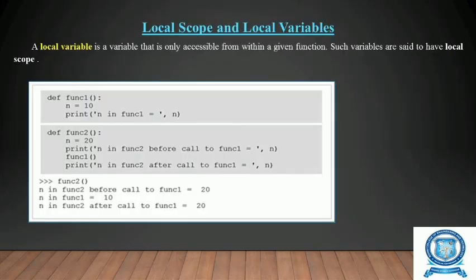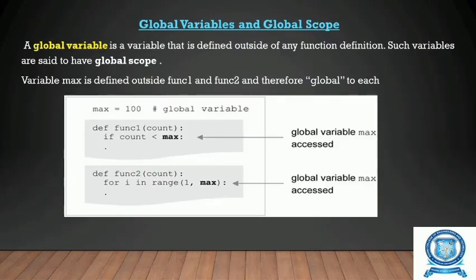Local scope and local variables. A local variable is a variable that is accessible only within a given function. Such variables are said to have local scope. In the first function, function 1, n = 10 is given. So the n value is 10 in this. Print n in function 1, and we will retrieve the value 10. Define function 2, in which the n value is 20. When we print these values, n in function 1 is only 10 and in function 2 only 20. Since the variables have the same name but are in different functions, they are different variables. Outside the function it is not visible.